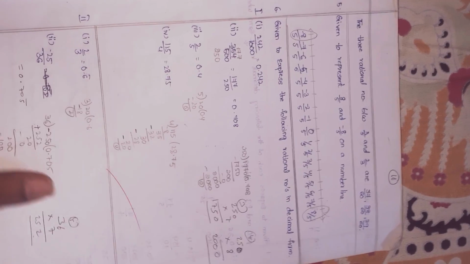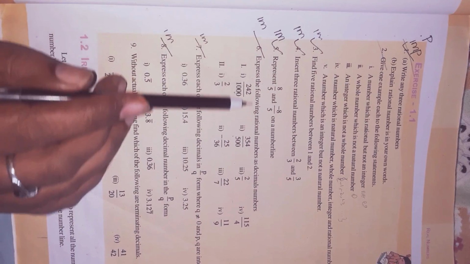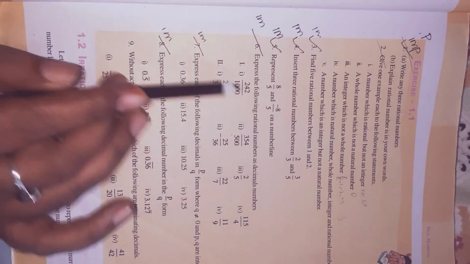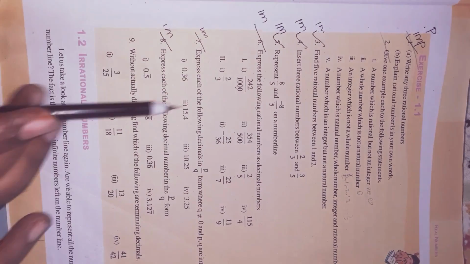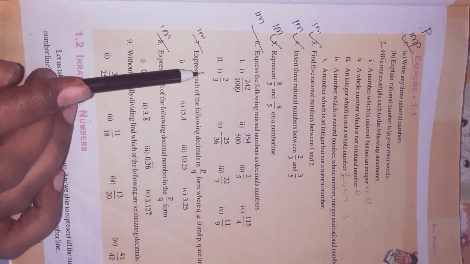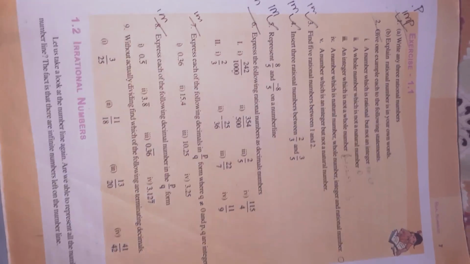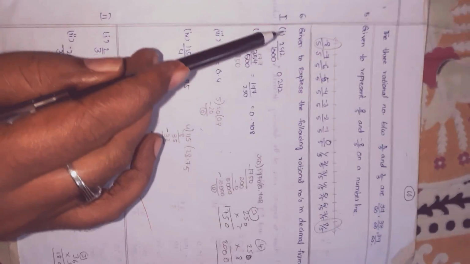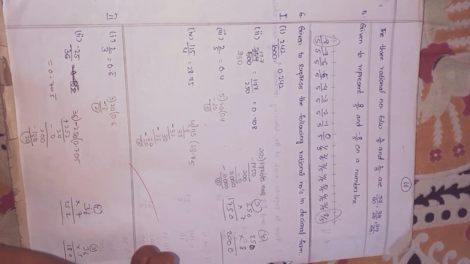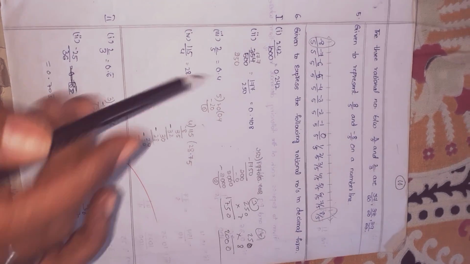Is it clear? Next, the sixth one, children. Express the following rational numbers as decimal numbers. They have given rational numbers, and he is asking to represent them in decimal form. They have given a total of 8 questions, children. We will see them one by one.